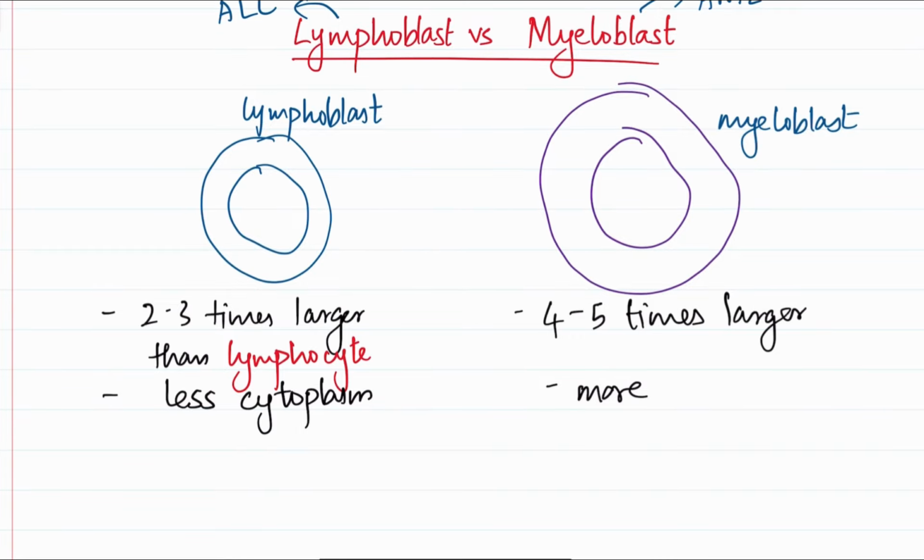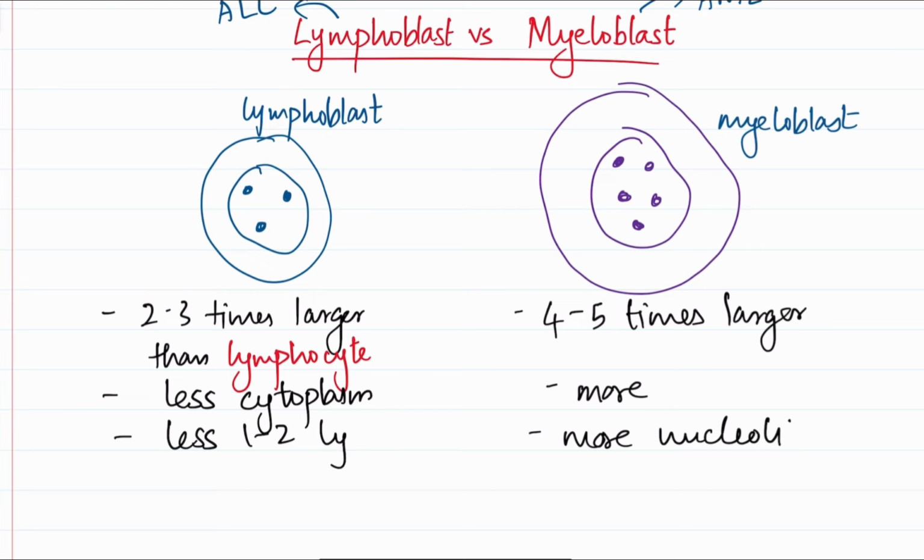The third point will be regarding the nucleoli. In a lymphoblast, there will be 2 to 3 nucleoli, whereas in a myeloblast, there will be 3 to 5 nucleoli. So, there are more nucleoli in a myeloblast compared to a lymphoblast. That's the third feature.